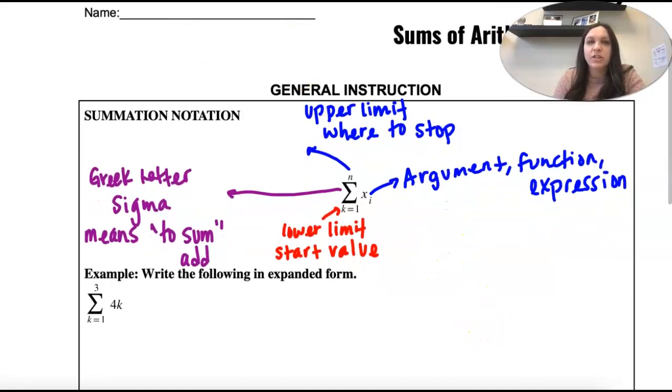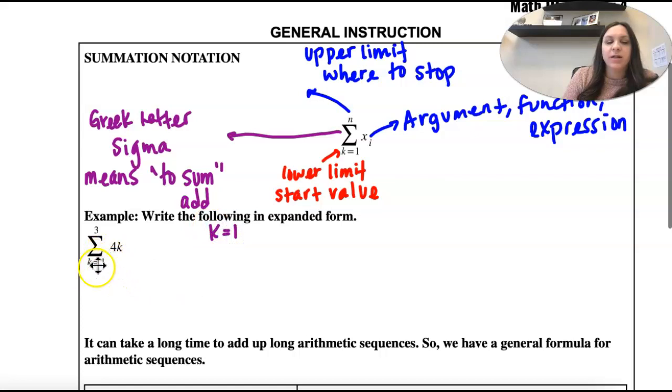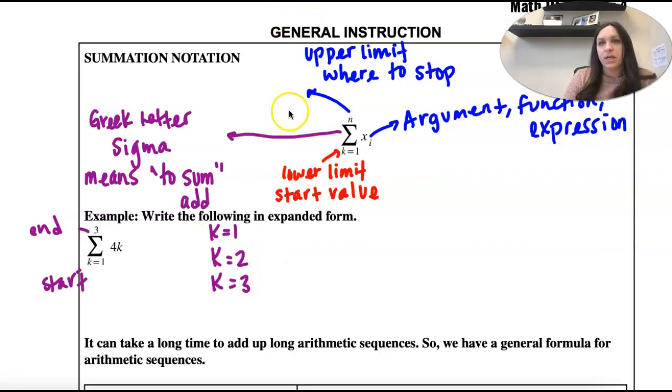That's summation. So let's just look at an example so you can kind of see how it works. So when you see this big thing, it means we're going to add. And we're just going to write it in expansion form. So we start at k equals 1. This is our lower limit. And we end at k equals 3. So I need to go up to 2, and then we're going to stop at 3. And we're going to use our argument, which is 4k, but we're going to substitute for k.